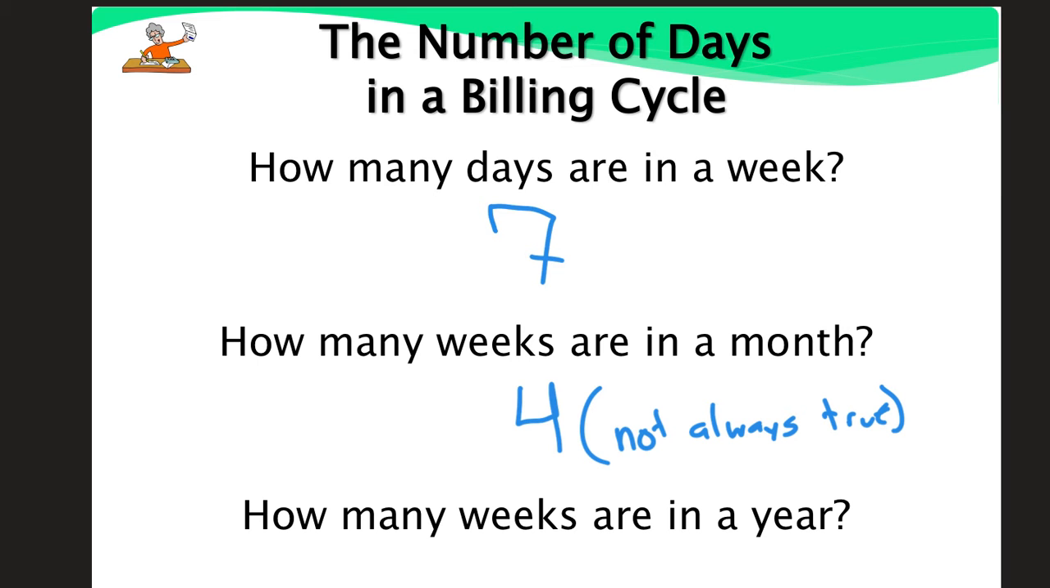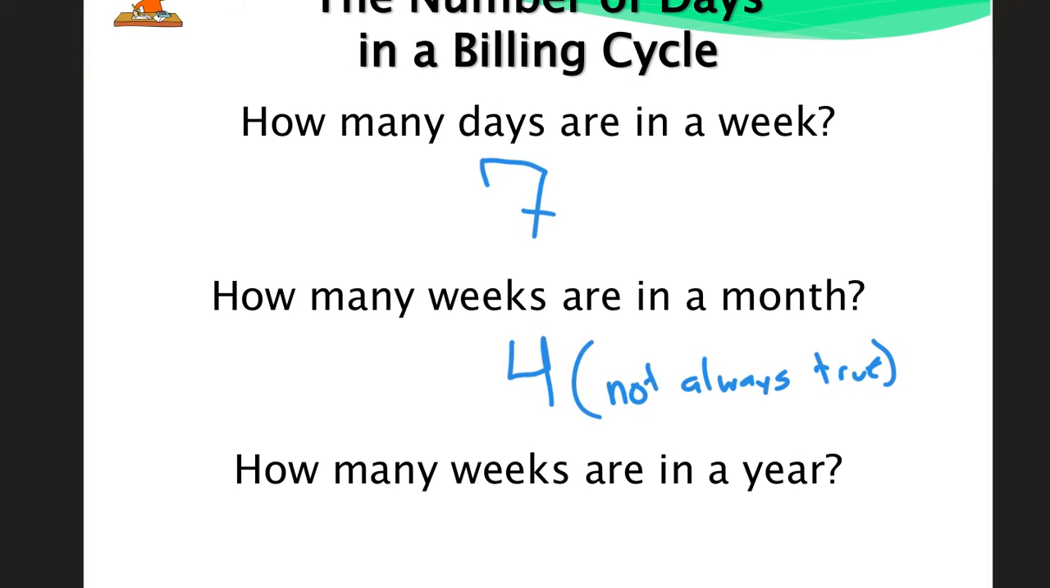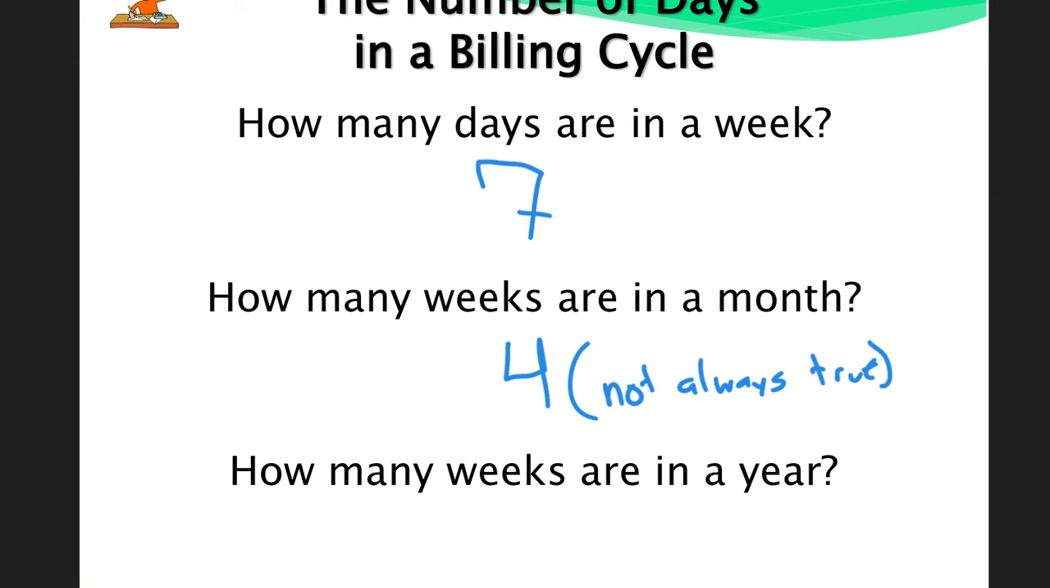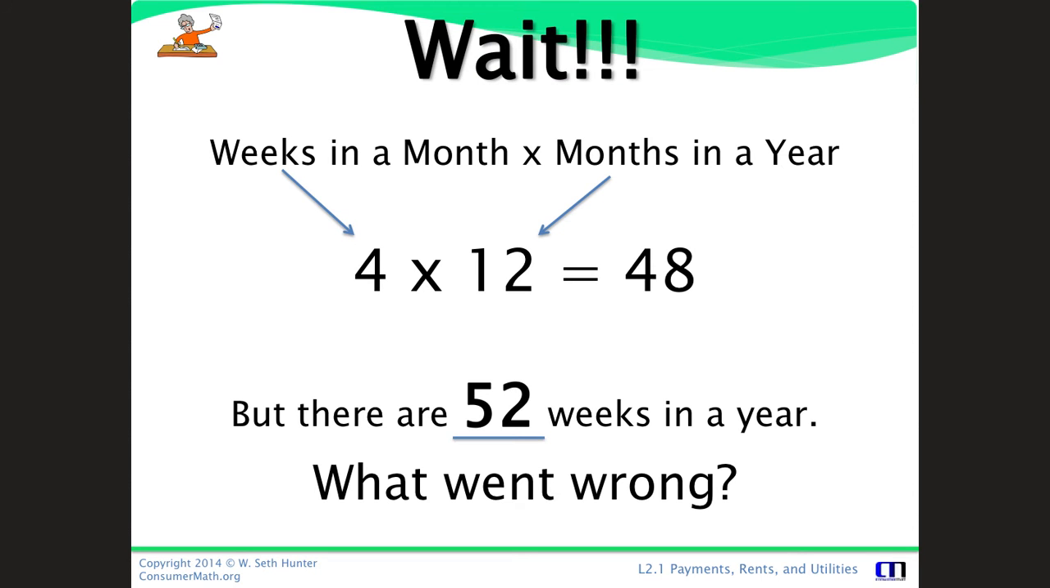Because actually, if that was the case, there would be 48 weeks in a year, when in reality there are 52 weeks in a year, if we do the math out. So that's the main thing to remember. 7 days a week, 52 weeks a year, usually 4 weeks in a month, but not always. So if we do 4 times 12, we get 48. It's 52 weeks in a year.